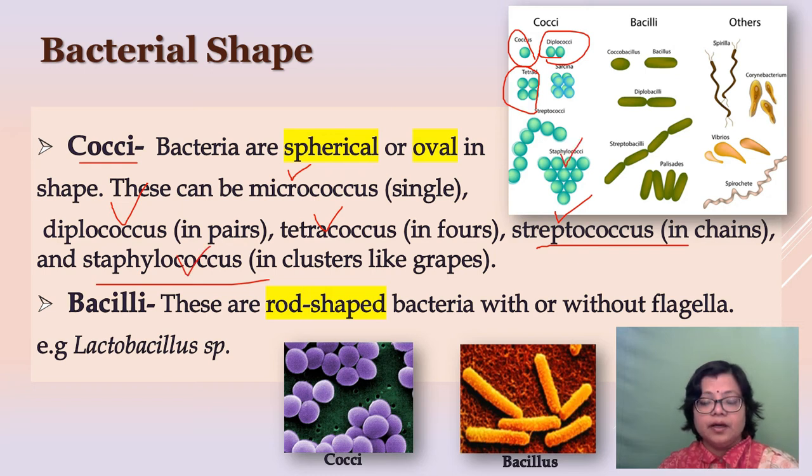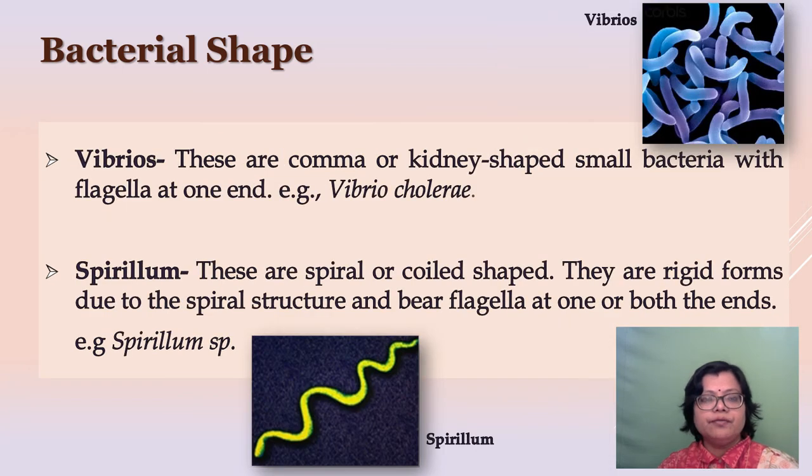Bacillus, that is the rod-shaped bacteria. They may be with flagella or without flagella, for example, lactobacillus. They may be present singly, or in groups as diplobacilli, or in chains as streptobacilli, or in a columnar form, palisade. Two other forms are the comma or kidney shaped, that is the Vibrio cholerae example, and then spiral shaped. At one end they bear flagella, or at both ends they bear flagella, for example spirillum.